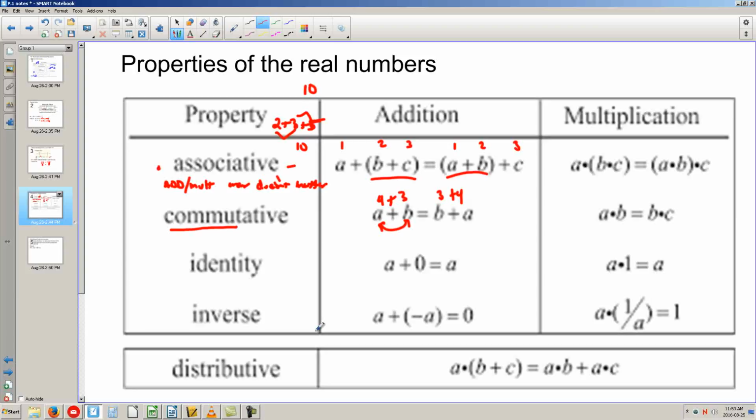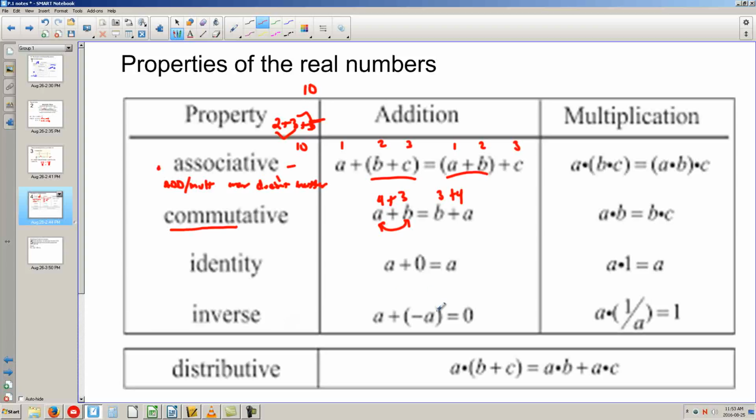The next thing is the identity. What that means is that we're not changing the number. So to have what's called the additive identity, it would be to add 0. If you add 0 to something, does it change? No. If you multiply by 1, does something change? No. So that's what we mean by identity. It stays who it is.